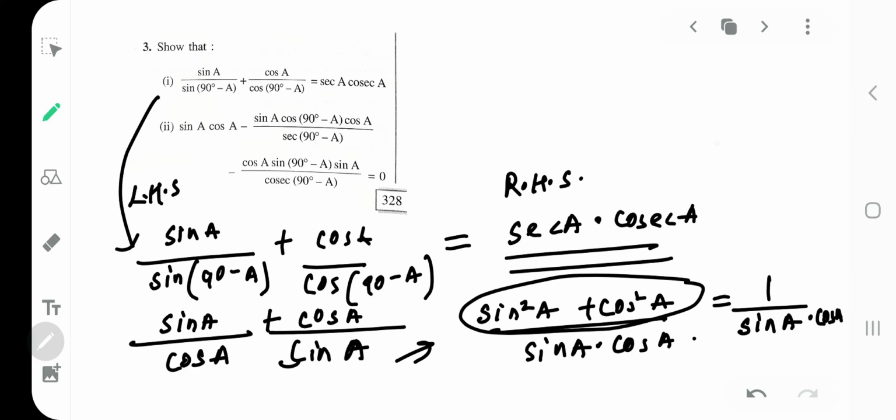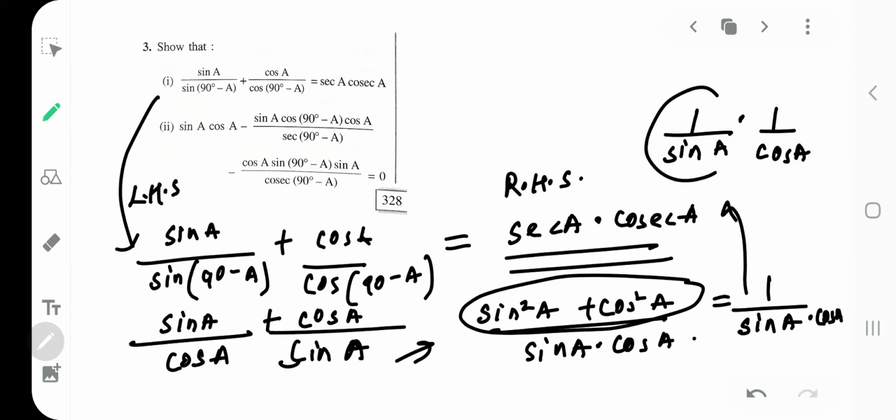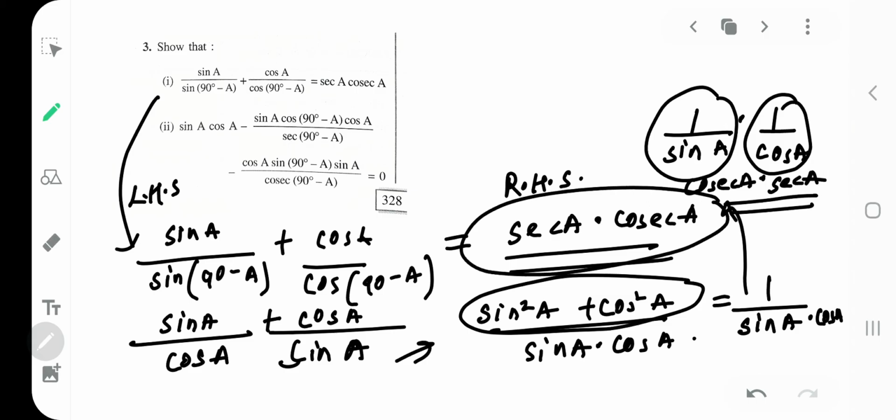That means you have your answer 1 upon sine A into 1 upon cos A. For 1 upon sine A, I'll prefer to write cosec A. For 1 upon cos A, I'll prefer to write sec A. And that's what is required in my right hand side.